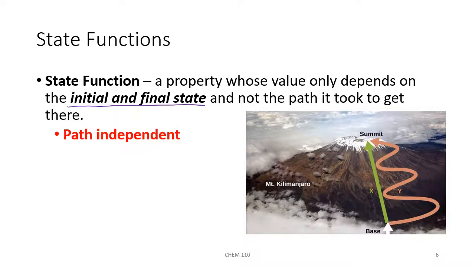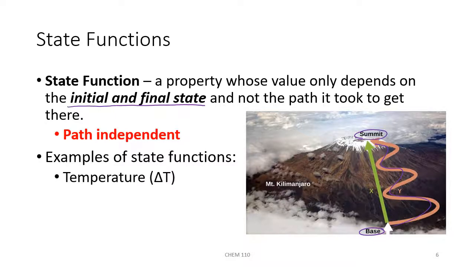Imagine that you have two different paths you could take to get from the bottom to the top of a mountain. If you take path X and walk straight up the mountain, you'll have started at the base and made it to the summit. Or you could take path Y. You still have started and ended at the same location. That would be an example of a state function. State functions are usually represented by capital letters. Temperature and internal energy are two examples of state functions.